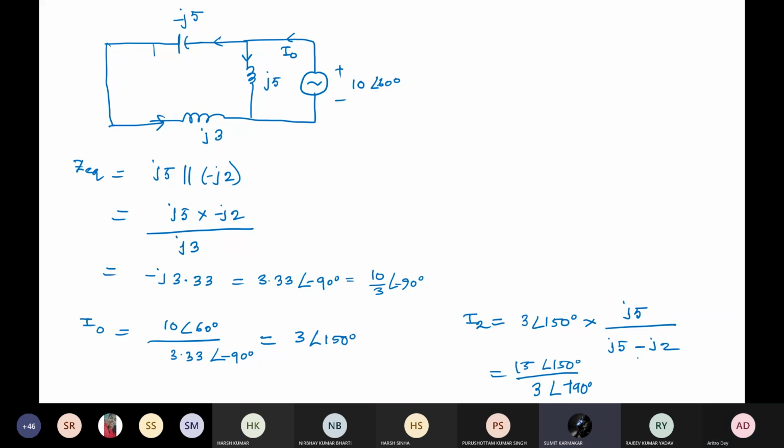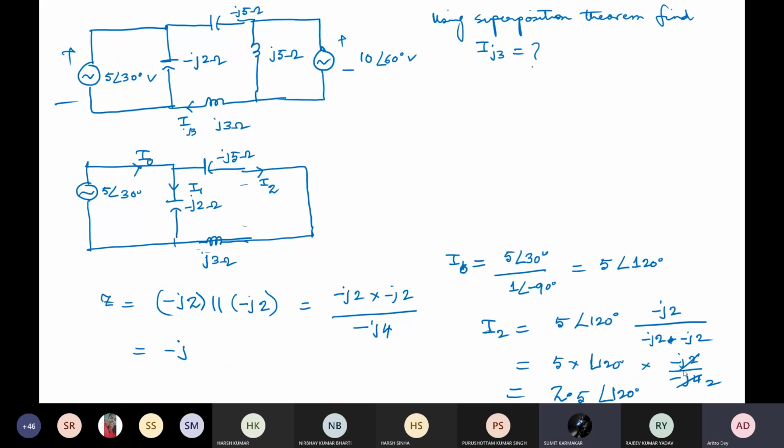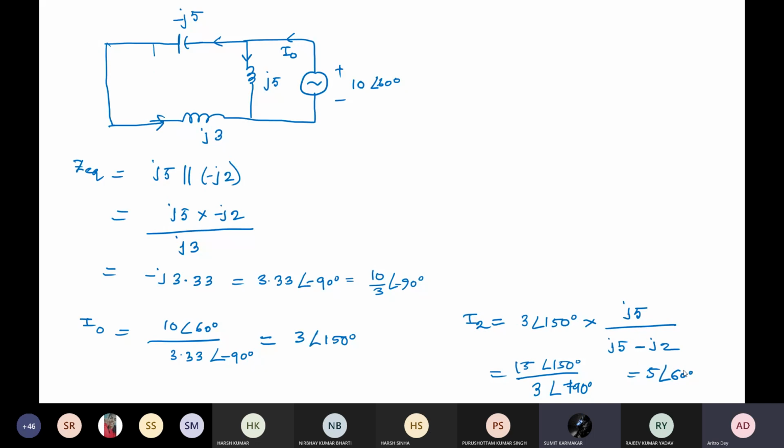No, I am making a mistake. So j5, and then this is your effective thing, which is minus j2. So j5 minus j2, huh? Okay. So it is plus 90. So 5 angle 60. So now you should take the difference between the two. So earlier it was how much? 2.5 angle 120. I2 is equal to 2.5 angle 120 minus 5 angle 60. And it is flowing, that polarity you should give.